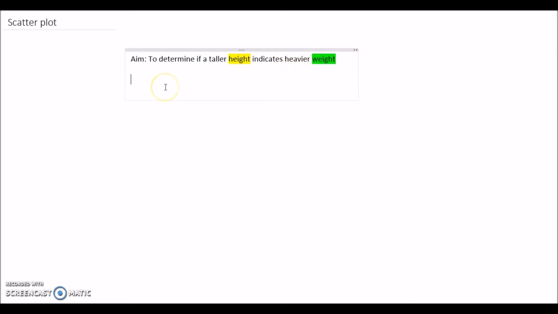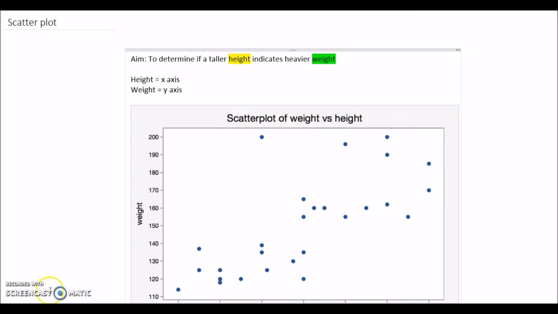So let me write this down. Here, because we want to investigate the height first to see whether it has anything to do with weight, the height will be on the x-axis, whereas the weight will be the y-axis. So that means we have a graph that looks something like this.